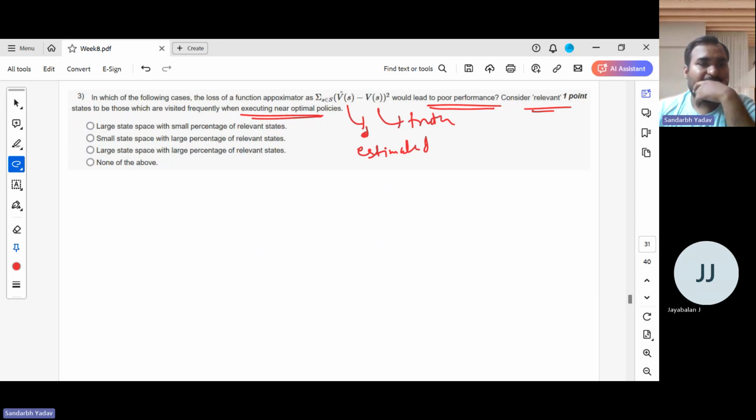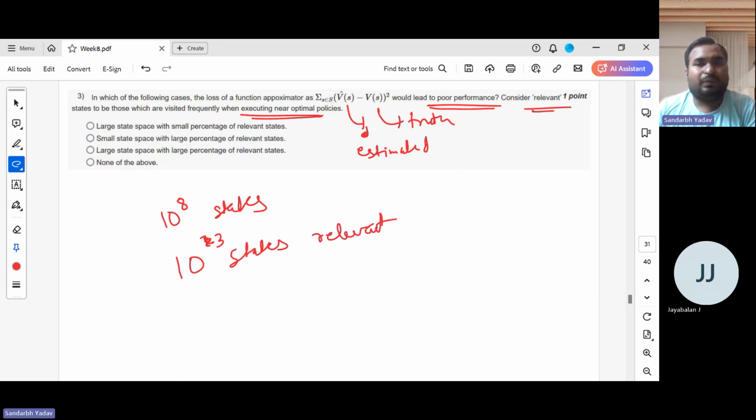Large state spaces with a small percentage of relevant states. So the state space is very large. Consider maybe 10 raised to power 8 states, out of which maybe just 10 states are relevant, no, that will be too few. Maybe 1,000 states are relevant.